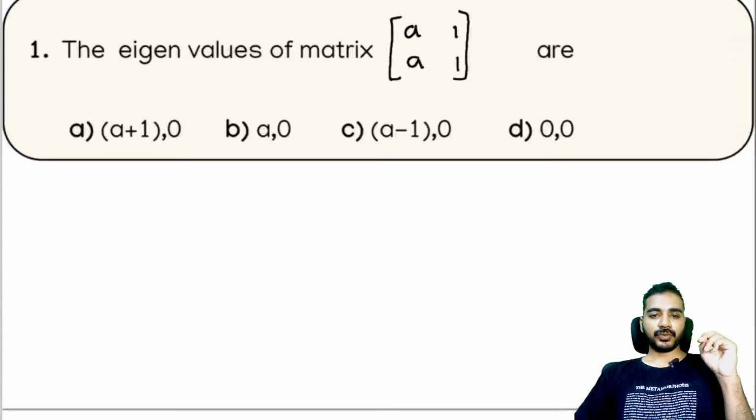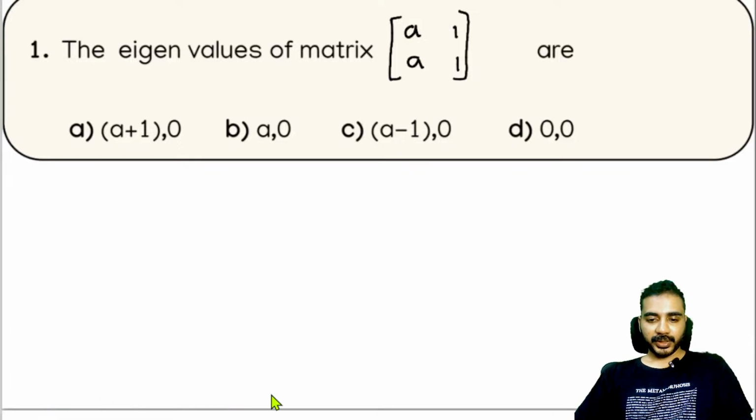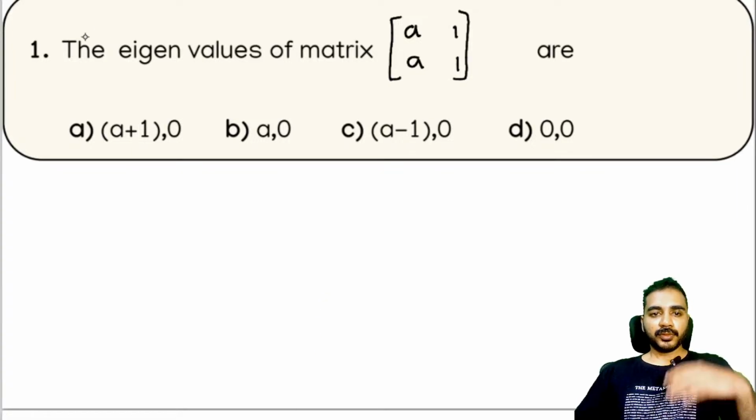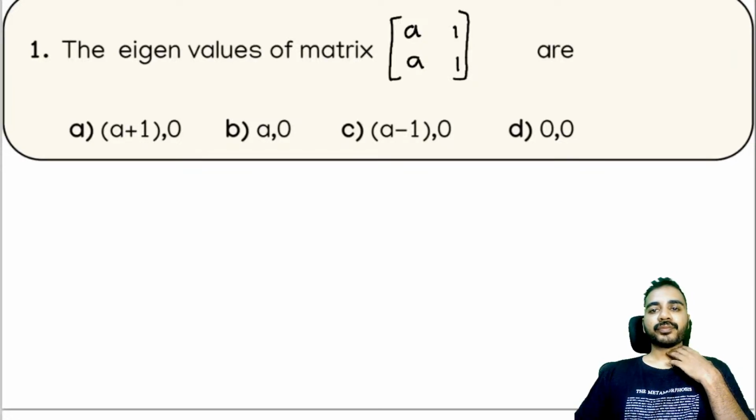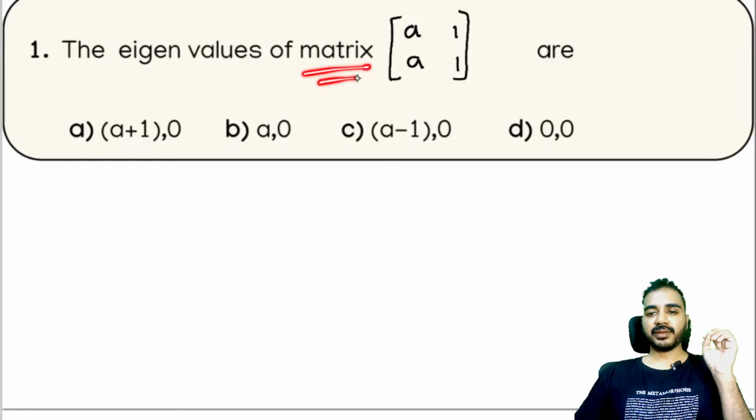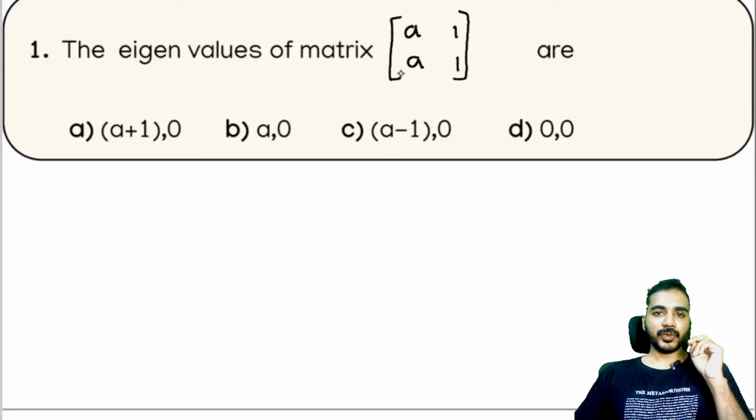Okay. So this is the first question. Okay. So anyone in chat can answer. So this is the first question. The eigenvalues of matrix A1, A1 are. Okay. We have to calculate the eigenvalues of the matrix.